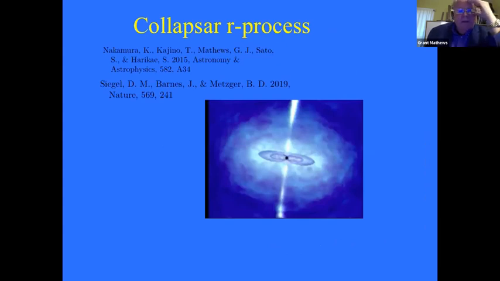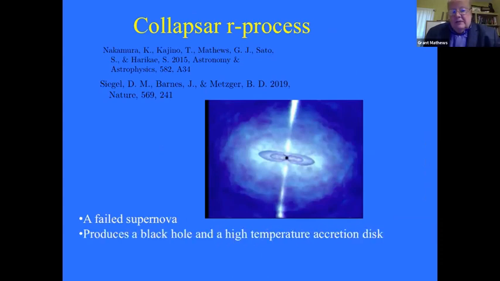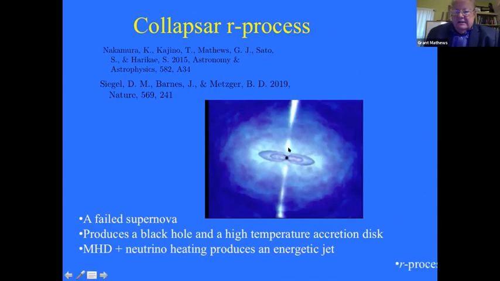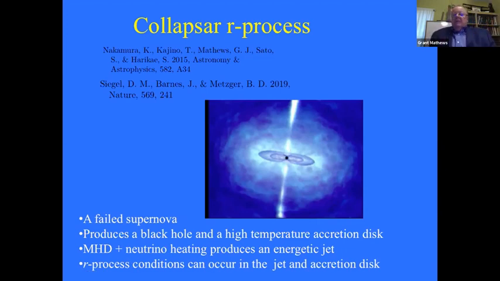But as Taka pointed out, the failed supernova that forms a black hole in a high temperature, high density accretion disk produces this MHD heated jet and makes a site for R process nucleosynthesis. And as pointed out by Brian Metzger and others, the collapsar rate is probably much higher than the binary neutron star rate, and it is able to provide R process abundances very early in the evolution, and it's a rare event.